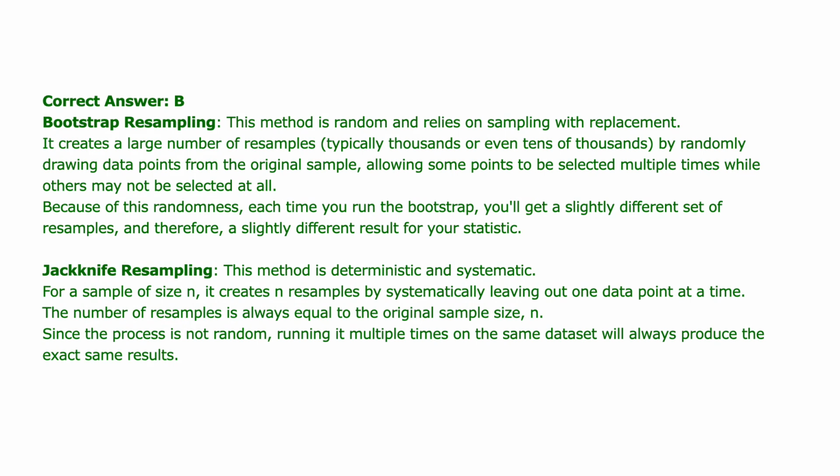Bootstrap is random sampling with replacement, so results can differ each time it's run. Jackknife is systematic leave one out resampling, so for a dataset of size n, it always produces n resamples and the same results every time. This directly explains why option B is correct.